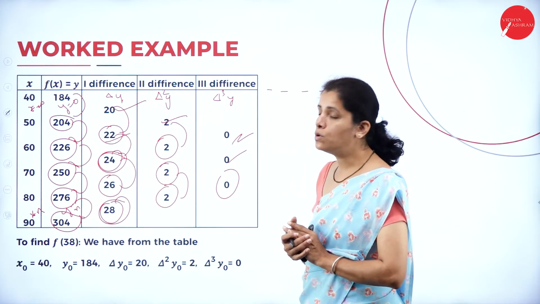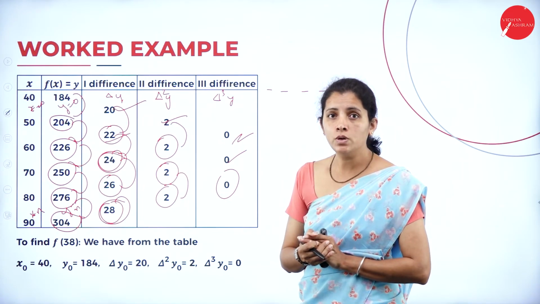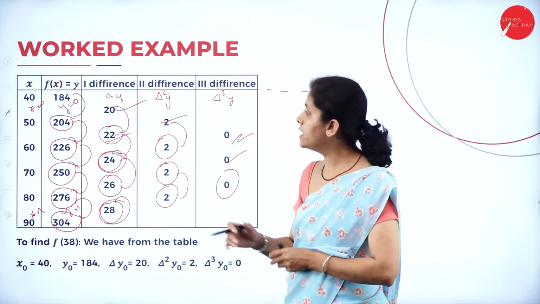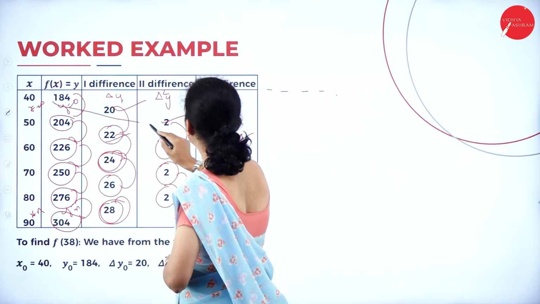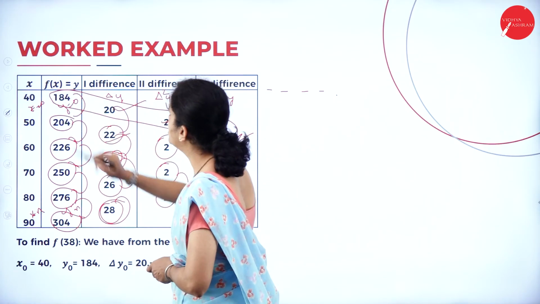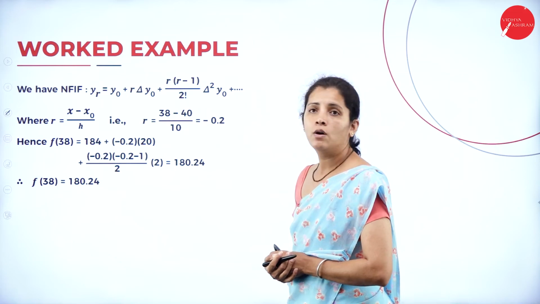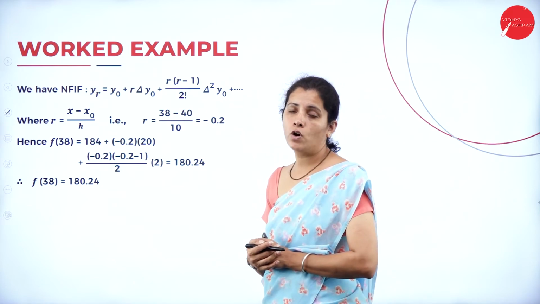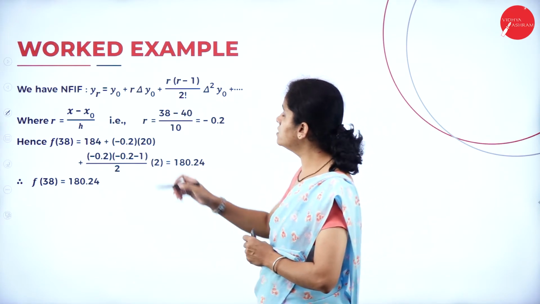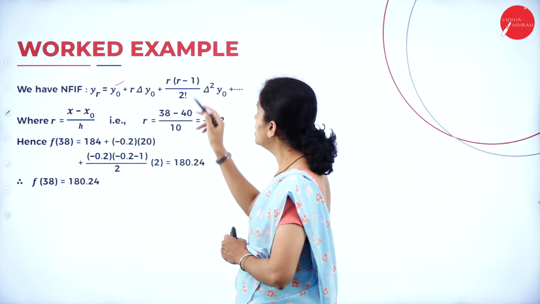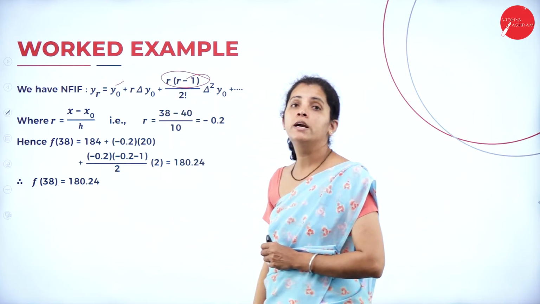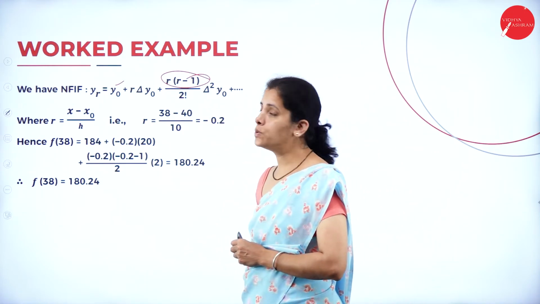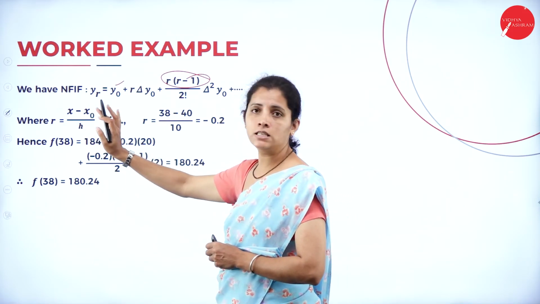Now, what do I have to do? I have to apply Newton's Gregory forward interpolation formula. If it is forward, then I have to consider the values like this. So, it is the forward interpolation formula. Now, what are the things I want, and from where am I going to start? From y naught I'm going to start the calculation. So, y naught, delta y naught, and since it is forward interpolation, it is r minus 1. To find the r value, it is x minus x naught.